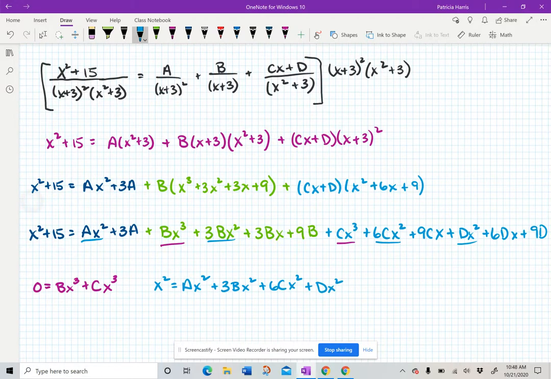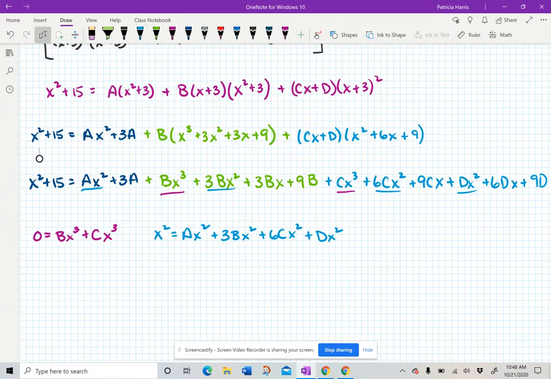Okay. Now we're going to match up the x's. There's no x on the left, so that means 0 equals 3Bx, 9Cx, and 6Dx.